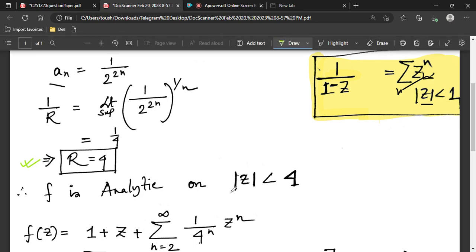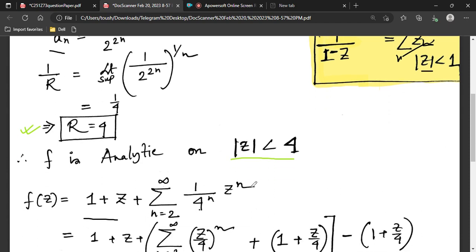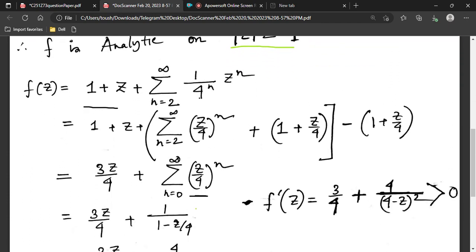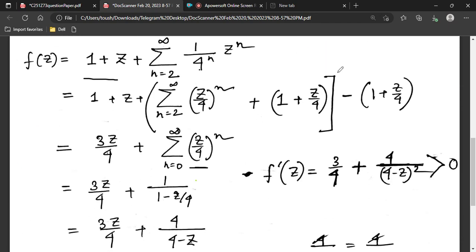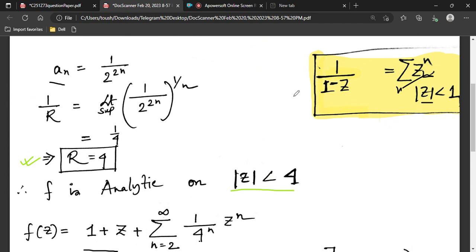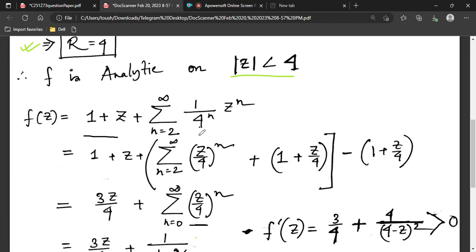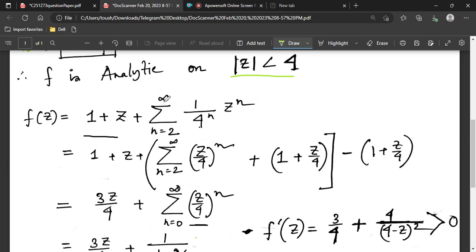That means when mod z is less than 4, then f is analytic. Okay, so now we got that when mod z is less than 4, f is analytic. That means when mod z by 4 is less than 1, then f is analytic, right? So now this summation (z by 4) to the power n, we can write in this form, 1 by 1 minus z by 4. Okay, now look, but here the limit was n equal to 0 to infinity for summation z to the power n, right? But here it is n equal to 2 to infinity. So to make it n equal to 0 to infinity, which term will we add?